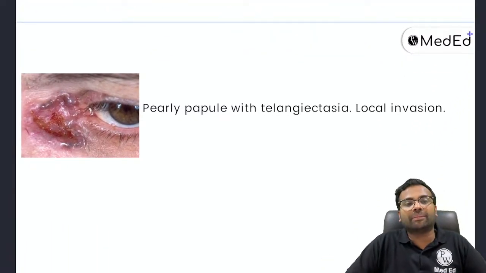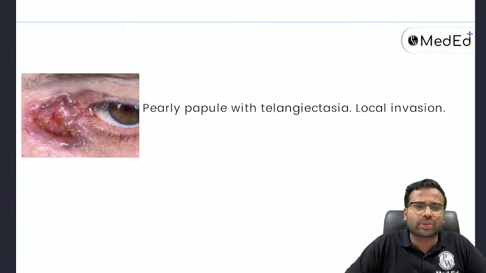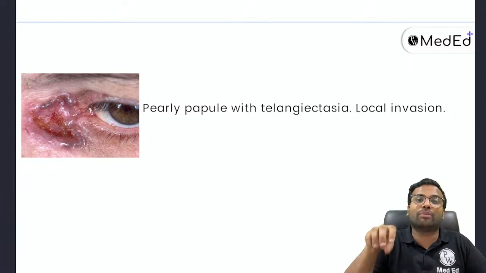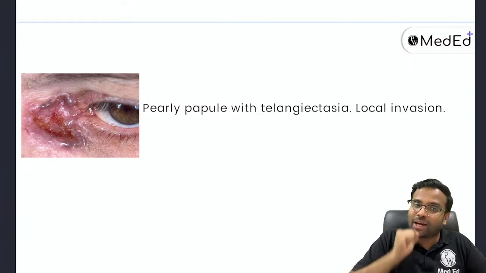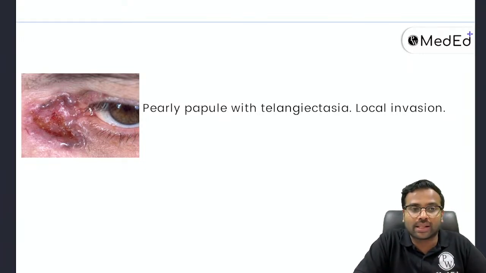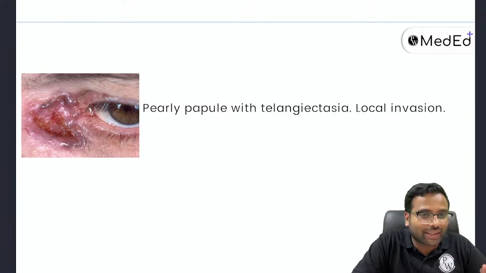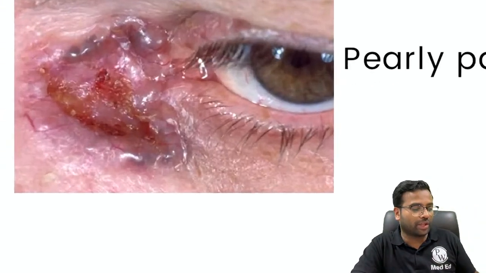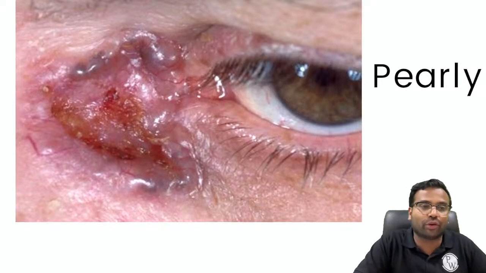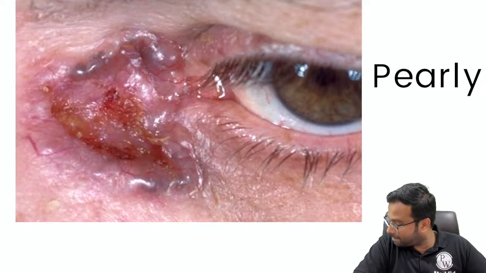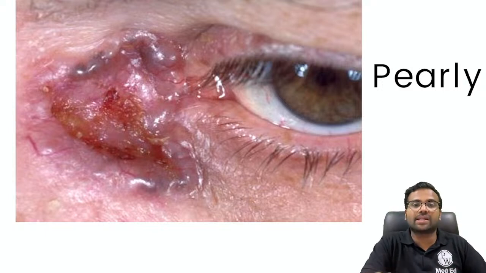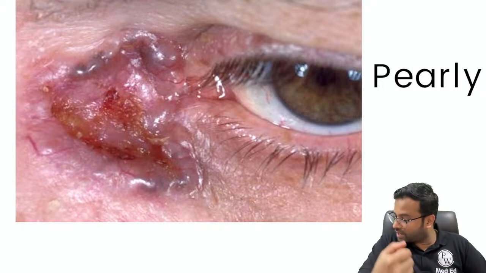Now this is another spot diagnosis, but we can give you a clue as well, because in the last FMG exam you got this thing, isn't it? So let me see how many of you are able to answer. You get a pearly papular lesion with telangiectasia, and there is a local invasion. I'll zoom the image for you. Now time for you to answer. Basal cell carcinoma. Very good. Basal cell carcinoma. Enterobius is also good.